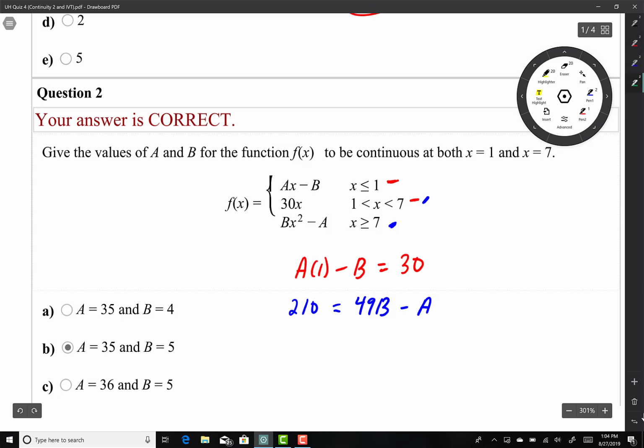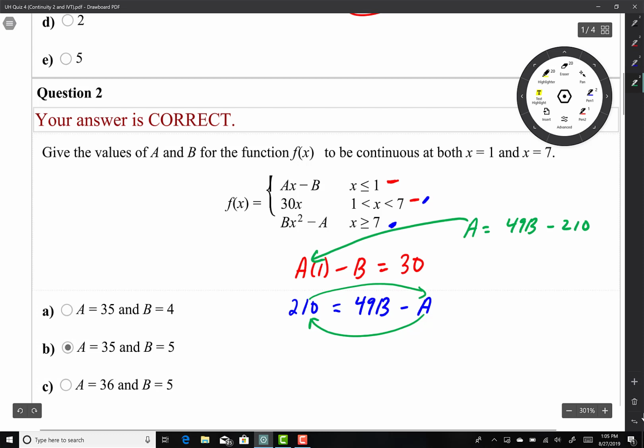So I'm going to solve it in a neutral color here, so green. I'm going to swap the a and the 210. So I'm going to say that a equals 49b minus 210. And I'm going to plug this a in here. So now I'm going to say 49b minus 210 minus b equals 30.